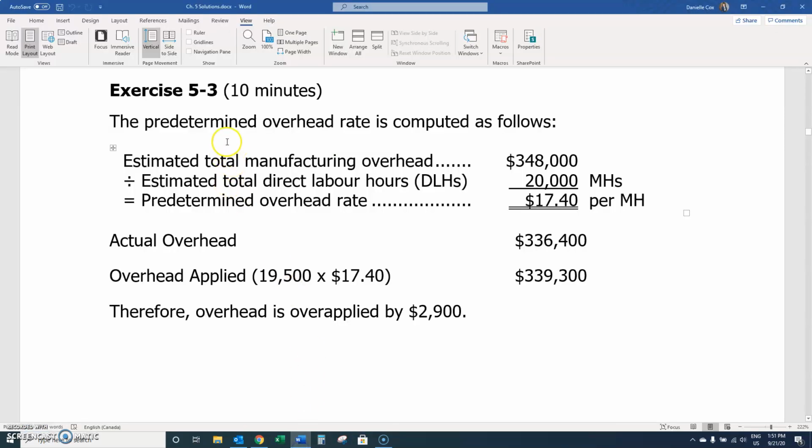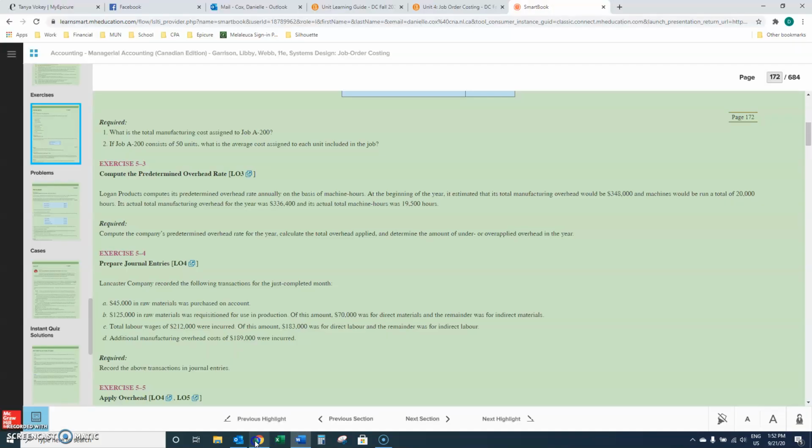The first thing to keep in mind is the predetermined overhead rate is based on estimates. So it's the estimated total manufacturing overhead divided by the estimated total direct labor hours. Now I'm just going to go back to the question here. It tells us that the predetermined overhead rate is based on machine hours. So that's what our driver is going to be, and we're given the estimated machine hours.